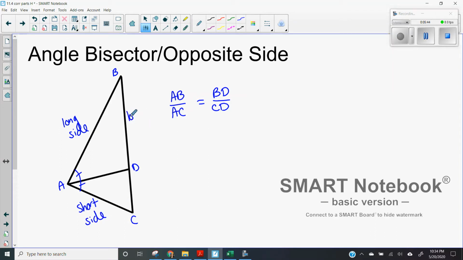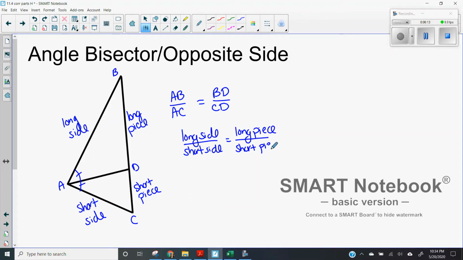And then BD is the long piece, CD is the short piece. So I'm going to write this a couple ways. The way we have it listed right now, if I take the ratio of the long side to the short side, that is equal to the ratio of the long piece to the short piece. Okay, so long side to short side is the same as long piece to short piece.